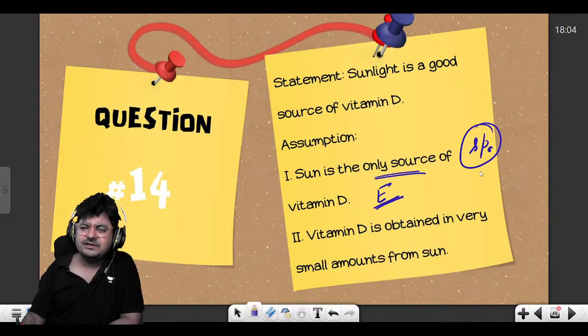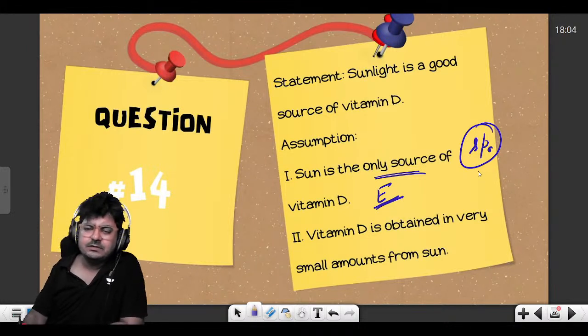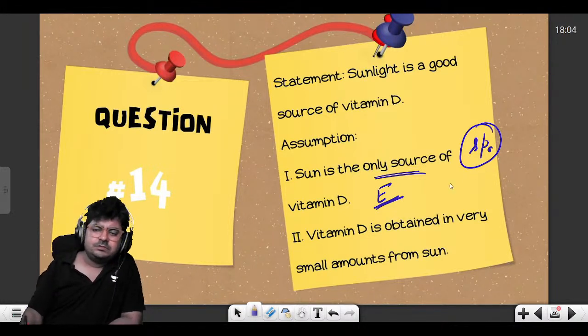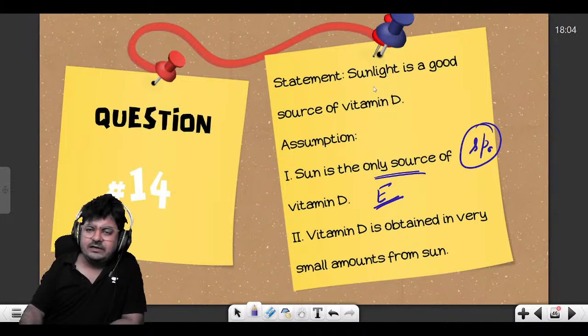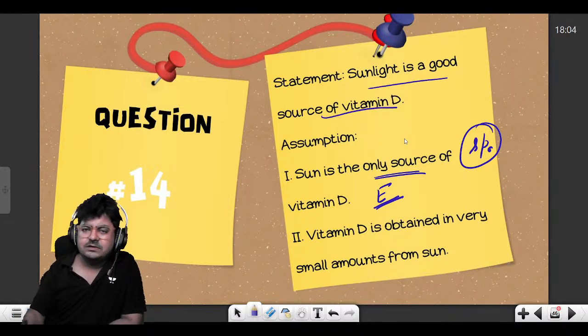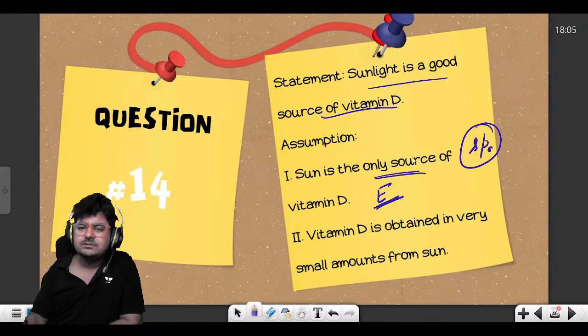And we know from our general knowledge that's false, obviously. And it is not given here in the statement also. That sun is the only source of vitamin D. Where is it given in the statement? Nowhere. उसमें बोला sunlight is a good source, but they have not said sunlight is the only source.